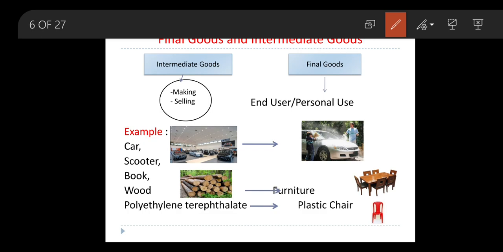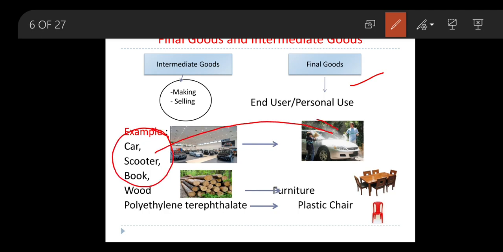Now let us see what are final goods. Final goods are those goods which have crossed the boundary line of production and are ready to use by their final users. Okay, so final goods are those goods which have crossed the boundary line of production and are ready to use by their final users. Now let's look at this example once again.